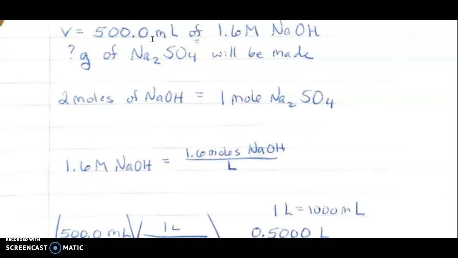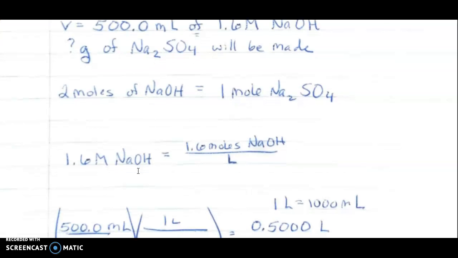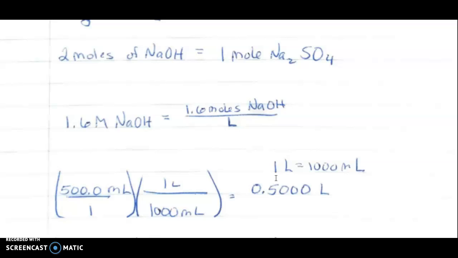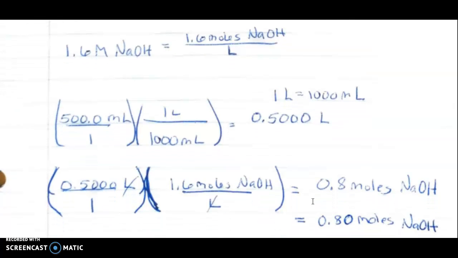So the first thing we need to do is convert this 500 milliliters to liters, because we need to keep our units consistent in order to multiply and divide. And so we remember that for every 1 liter, there are 1,000 milliliters. So here's our factor label method. We start out with our 500 milliliters and divide by 1,000 milliliters. And in keeping with significant figures, we have 0.5000 liters.